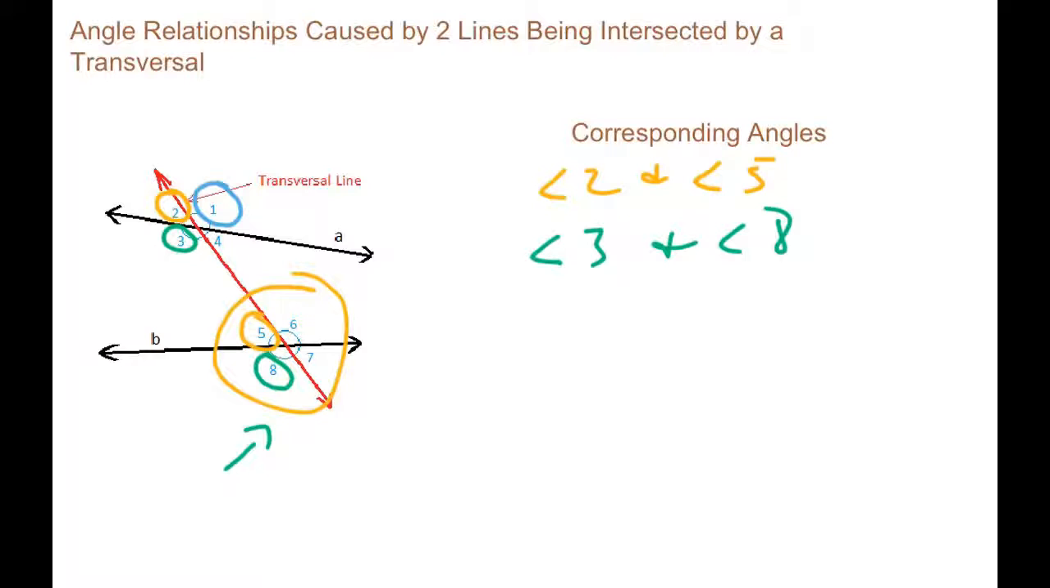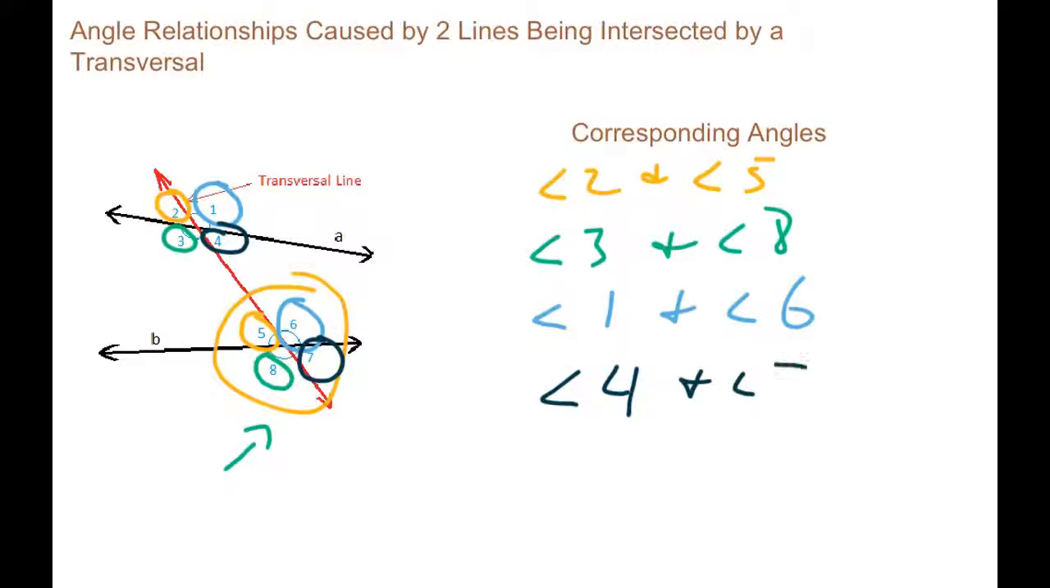What's in the same position as angle 1? To the right of the transversal, but above the line, that's angle 6. And then lastly, we have angle 4 and angle 7. They're both to the right of the transversal, and they're both below the line. Angle 4 and angle 7. All right, so that's corresponding. You get 4 different pairs there.